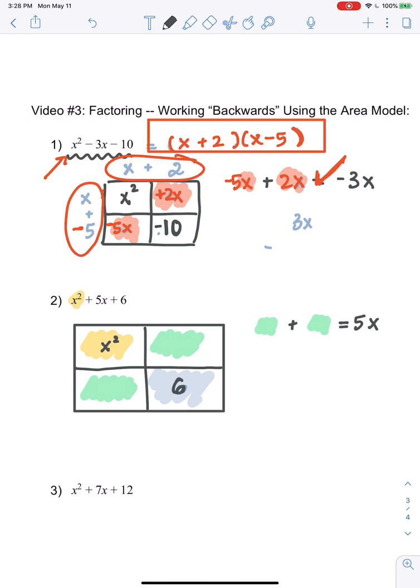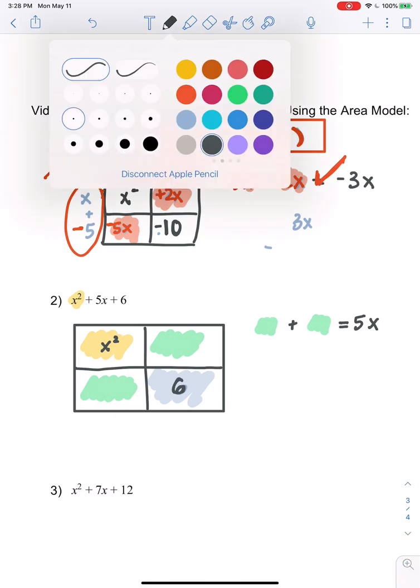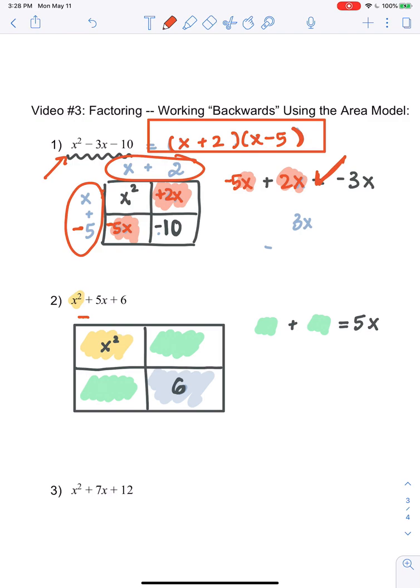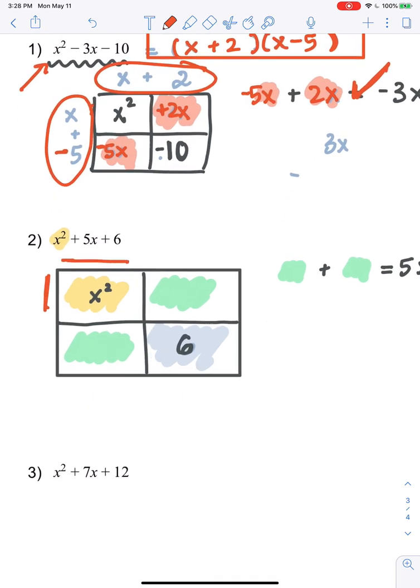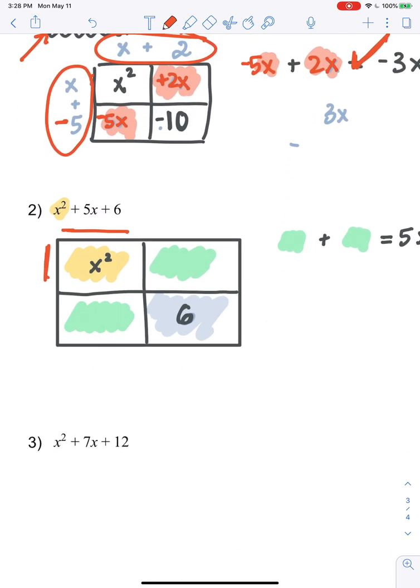So again, let's start by trying to figure out what numbers here and here, when multiplied together, will multiply to x squared. It has to be x times x. So we know that this is going to be x. Our factors are going to look something like this. Then we know that this number here and this number here, when multiplied together, have to equal 6. So we have 1 times 6, 2 times 3, and that's it.